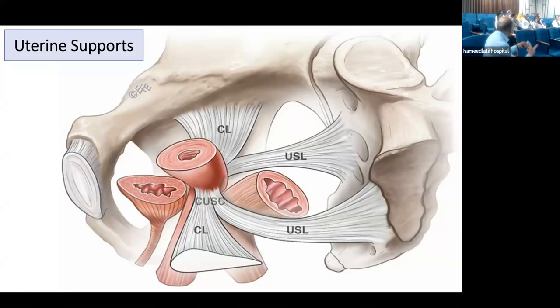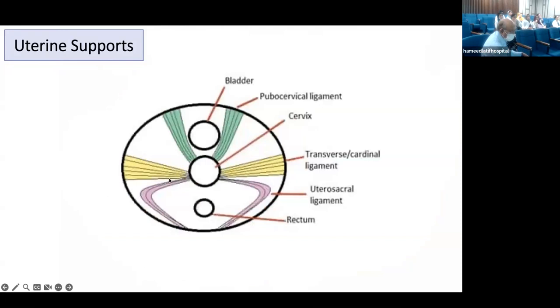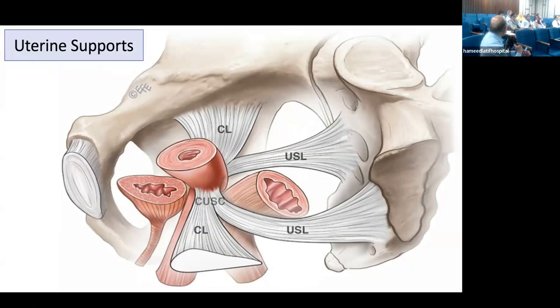And at the time of cesarean hysterectomy, at the time of vaginal hysterectomy, or when we are doing Manchester repair, these are cut. And they are then tied in front of the cervix so that they will have a backward pull for the cervix to keep the uterine body anteverted. I'll spend a little bit of time here.